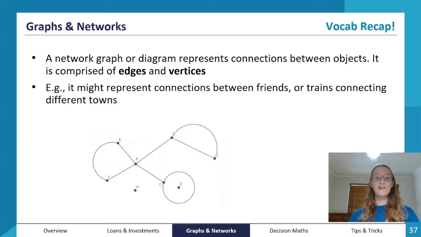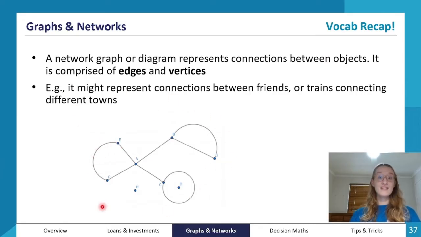So graphs and networks. To simplify the confusion, graphs and networks are pretty much the same thing. I'll give you the slightly different definitions later, but they're pretty much just referring to the same thing. So this is an example of a graph or a network. A network, graph, or diagram represents the connections between objects. That's, in essence, the summary of what we're looking at. Here we can see that this line connects B and G, this line connects A and F, and it's comprised of edges and vertices. You can see the vertices are like the points, and the edges are the connections.